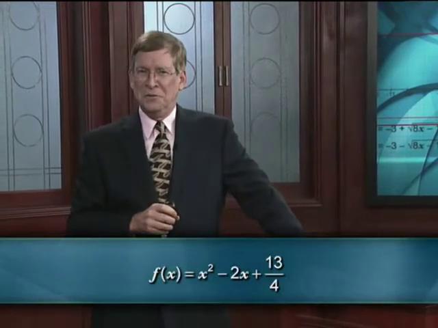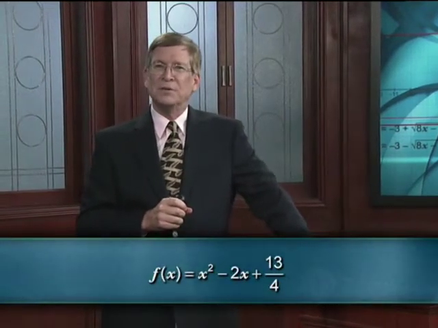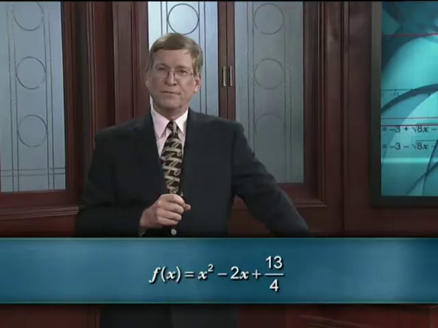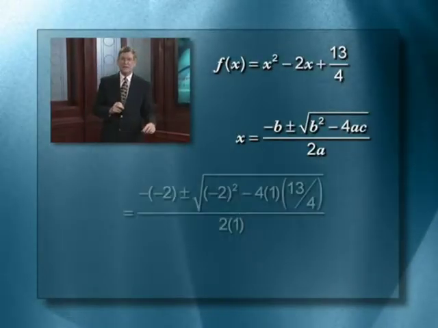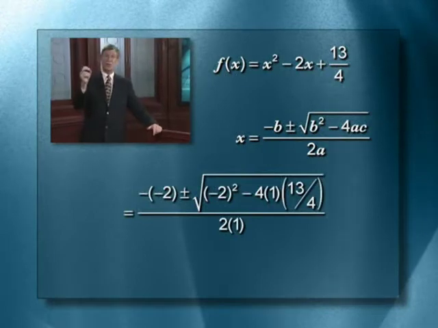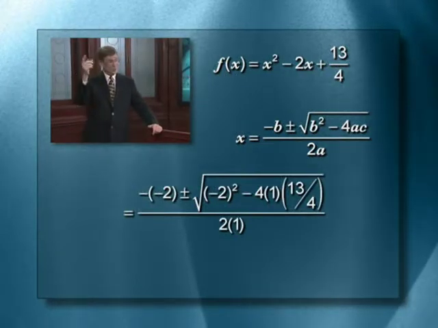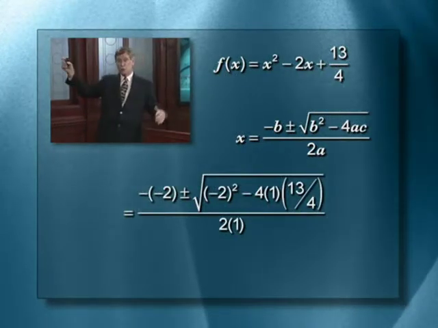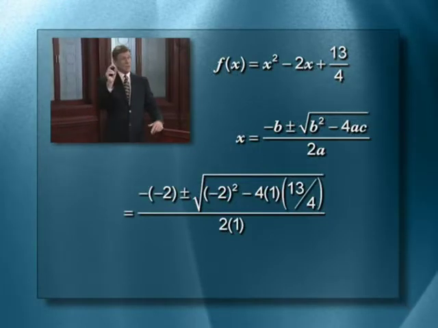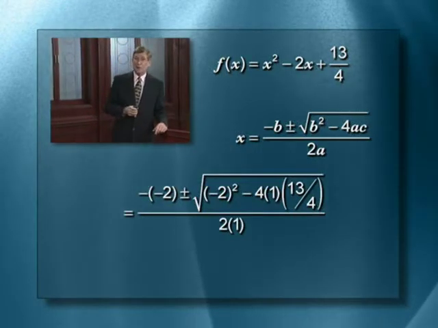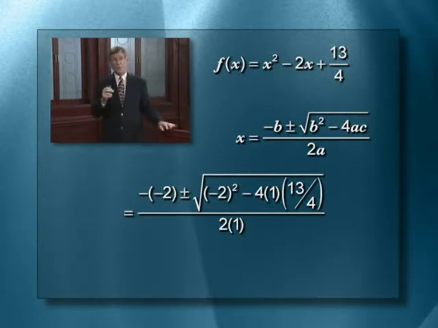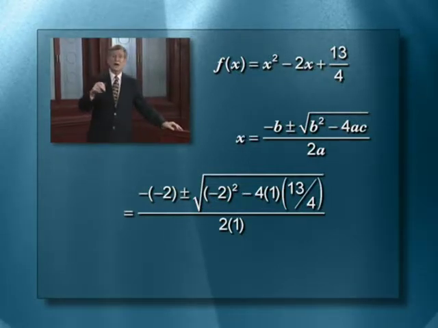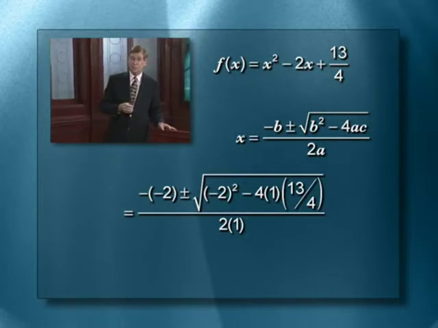Watch what happens now. An innocent-looking polynomial, x squared minus 2x plus 13 over 4. Let's apply the quadratic formula. So it's minus b, and b is minus 2, so it's minus a minus 2, plus or minus the square root, and here's what's inside the radical, minus 2 squared, that's the b squared, minus 4ac, minus 4 times 1 times c, which is 13 over 4.